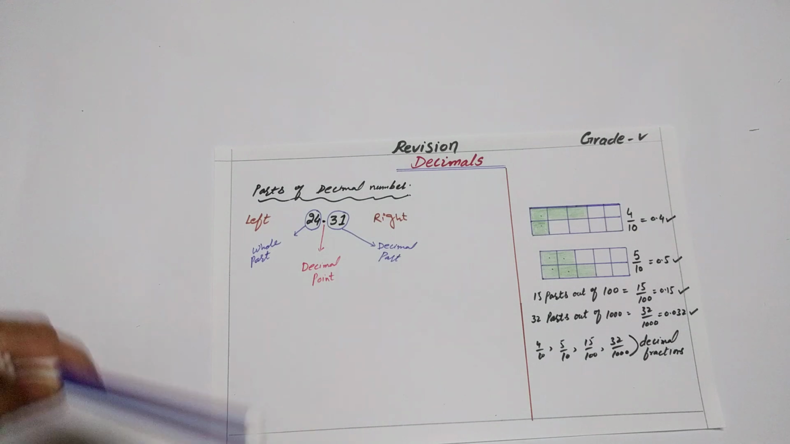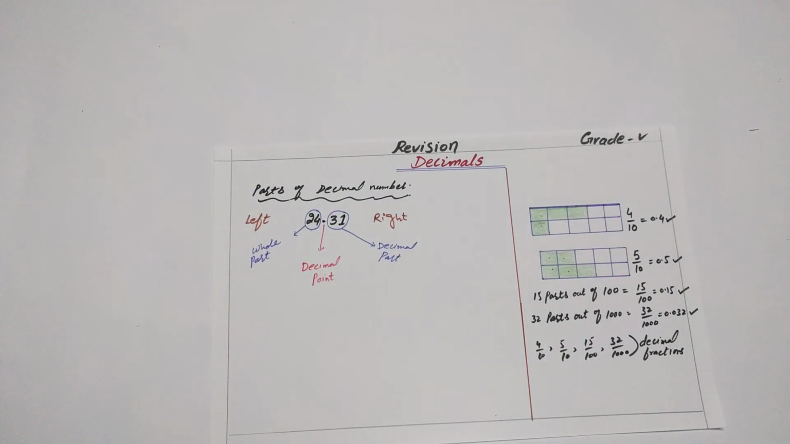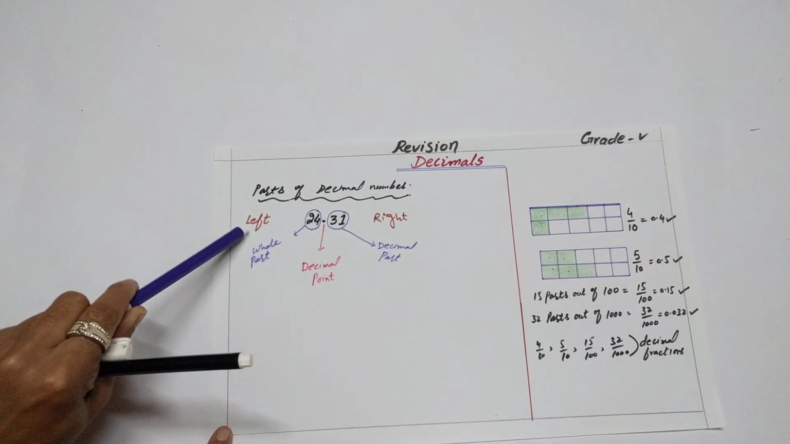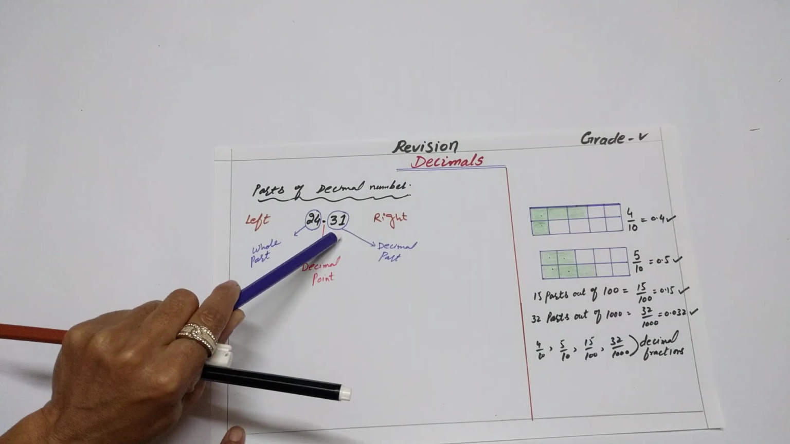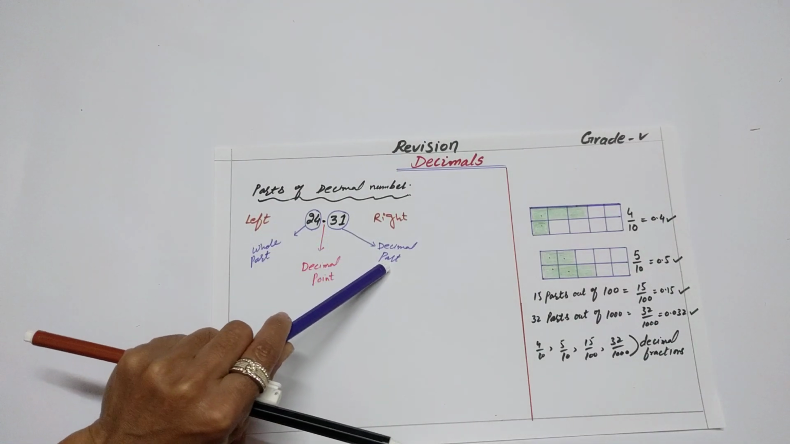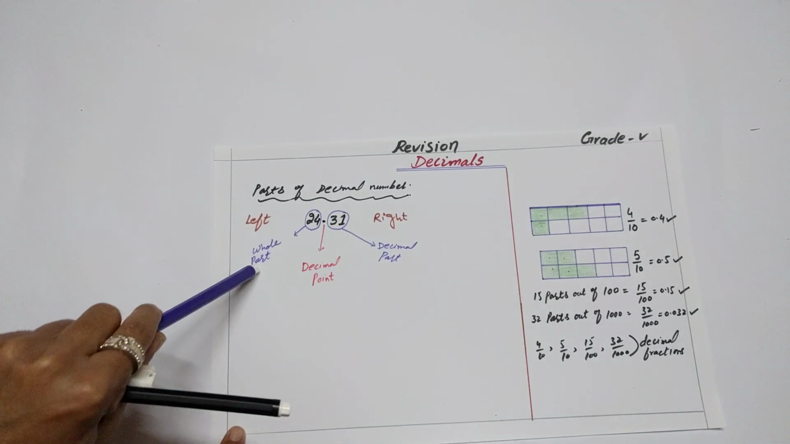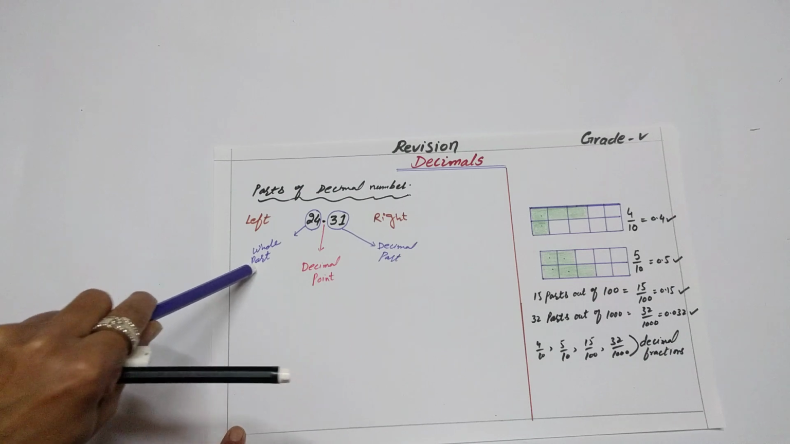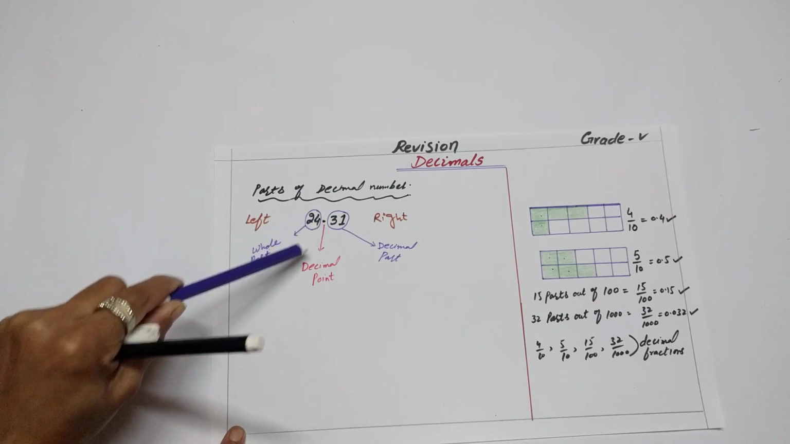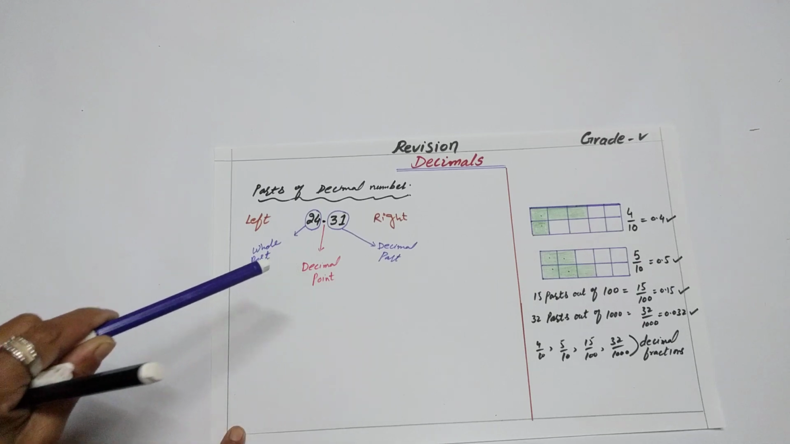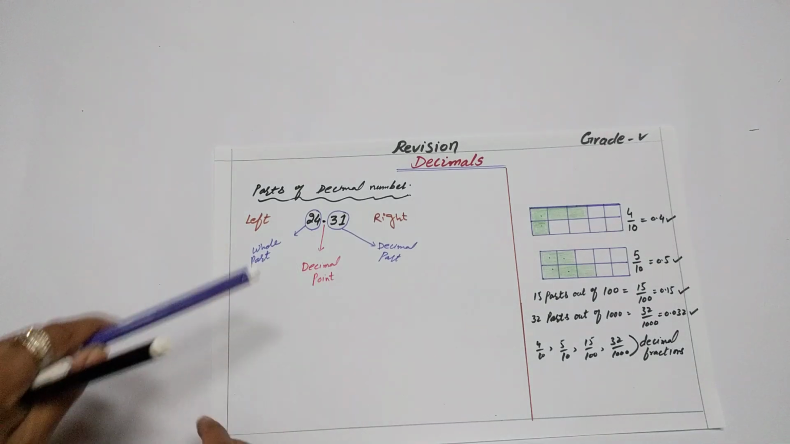So there are two parts of the decimal number. One is on the right side and the other is on the left side. The right side of the decimal point is called the decimal part, and the left side of the decimal point is called the whole part, or whole number. And this dot is actually called the decimal point. Clear?